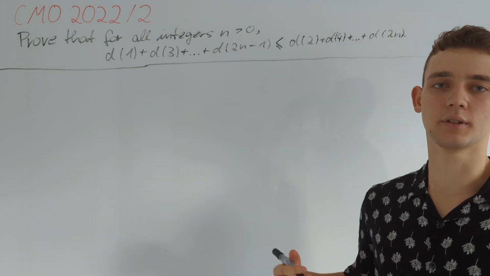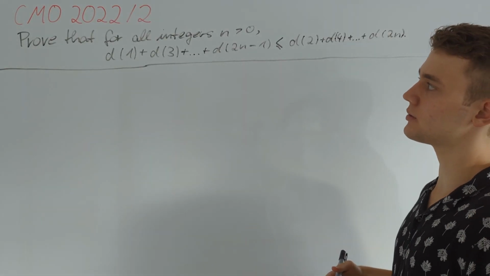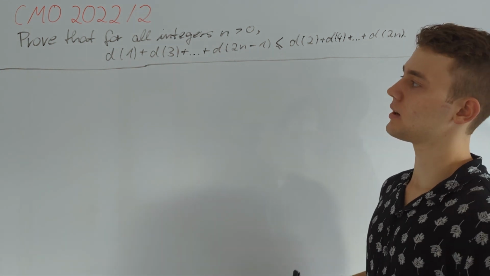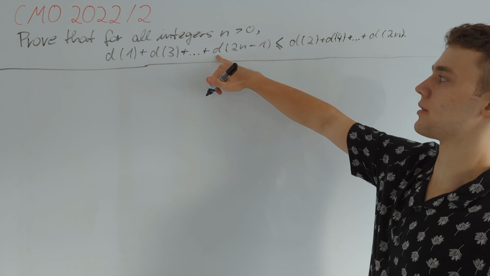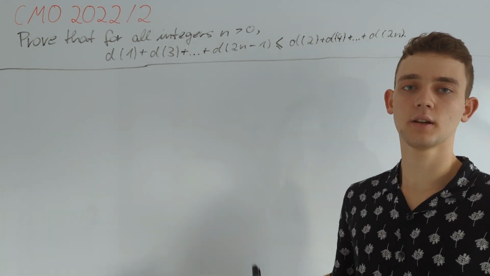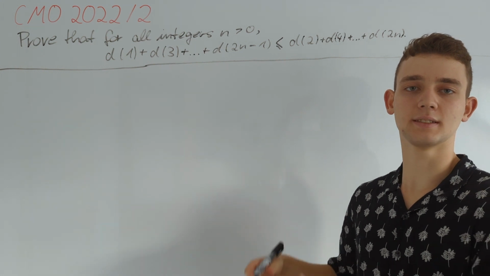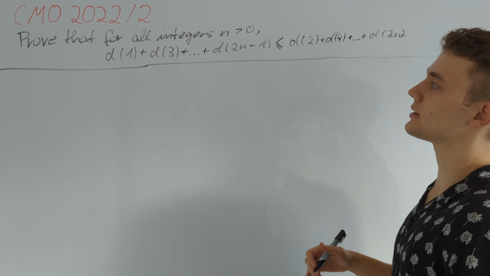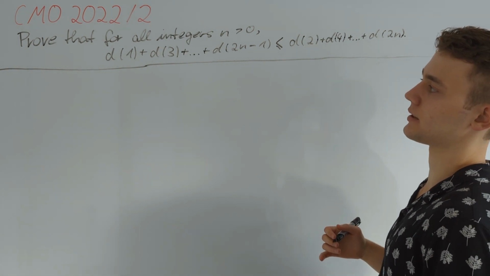Present a solution to Canada Math Olympiad 2022, problem 2. Firstly, we'll have a look at the statement. This problem is concerned with the function d that is defined to map any positive integer to the number of its positive divisors. We shall prove that the following identity is true for all positive integers n.